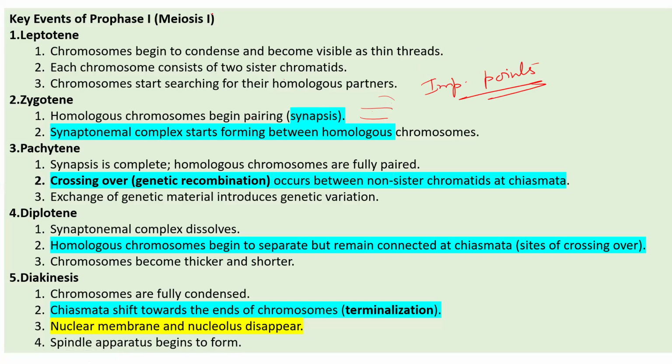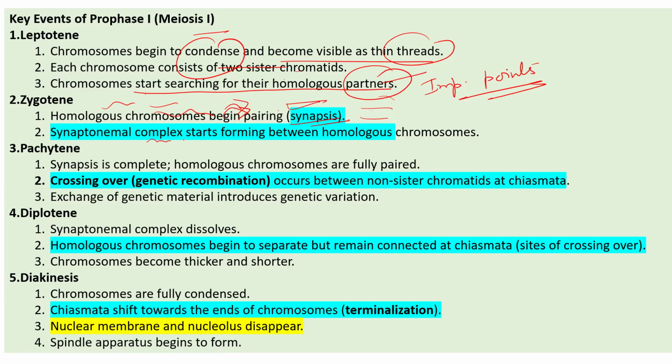So in leptotene, chromosomes begin to condense and become visible as thin threads. Each chromosome consists of two sister chromatids. Chromosomes start searching for their homologous partner. So the story of the two homologous chromosomes starts from the leptotene stage. Zygotene: homologous chromosomes start pairing. They get the partner and synapsis occurs. So in the zygotene stage, homologous chromosomes get a partner and synapsis occurs.